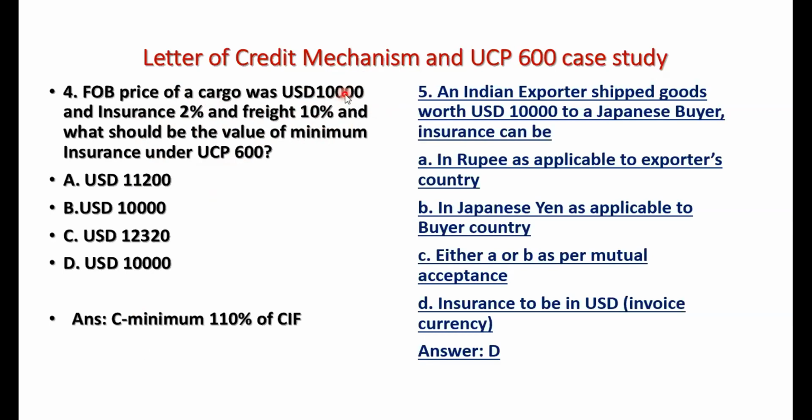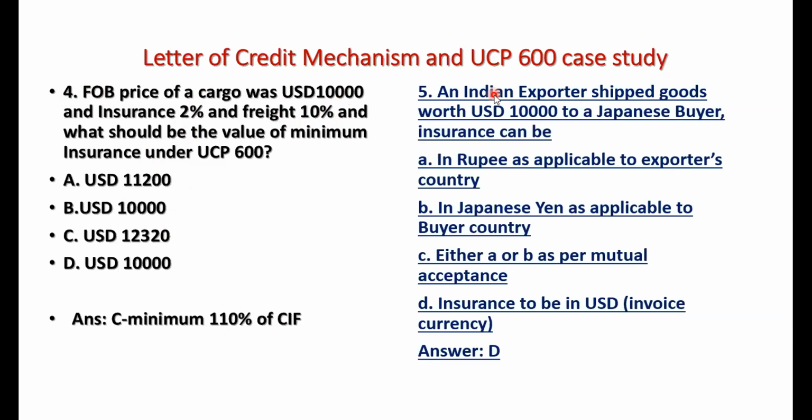Again you note down: FOB value plus insurance plus freight equals CIF value. CIF means cost, insurance, freight. In FOB, freight and insurance are not included. FOB, free on board, freight and insurance not included by the seller. But insurance should be 110% of the CIF. This we have discussed. Definitely there will be one question, remember.